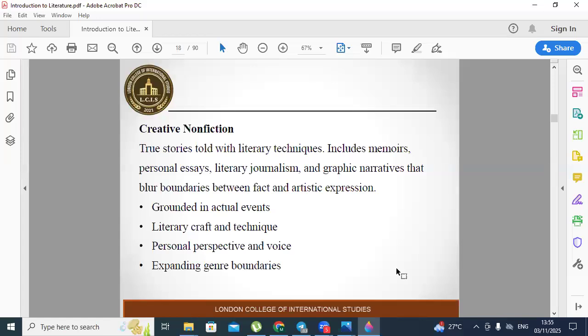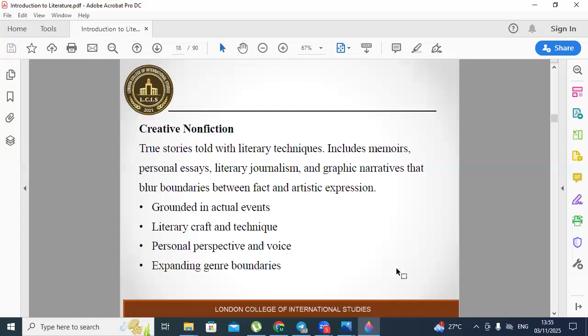Personal perspective and voice. Creative nonfiction often includes the author's personal presence and perspective. We don't get objective reporting, but rather subjective experience. Expanding genre boundaries, this genre continues evolving, incorporating new forms and blurring boundaries between different media and modes of experience.